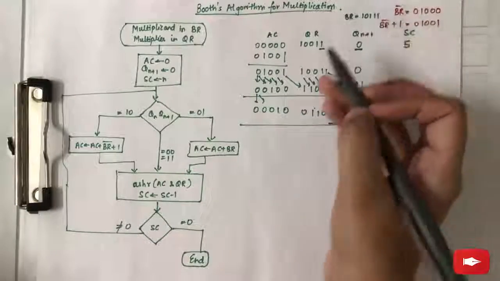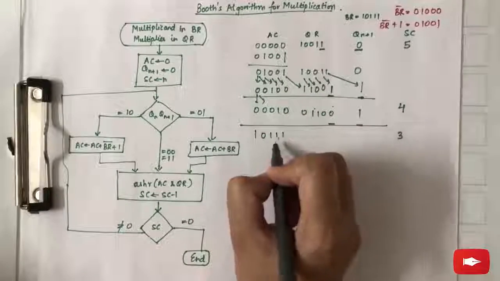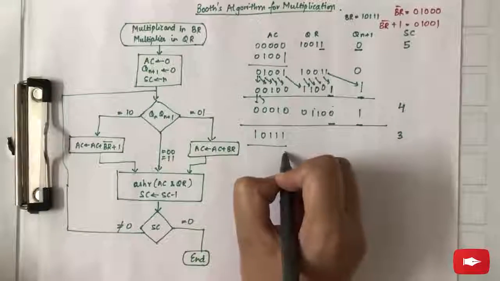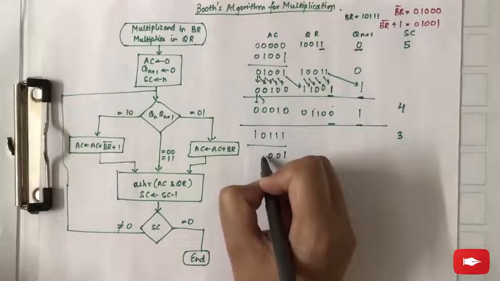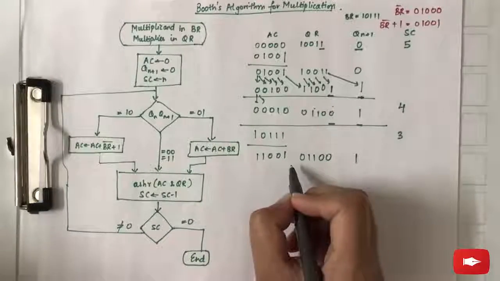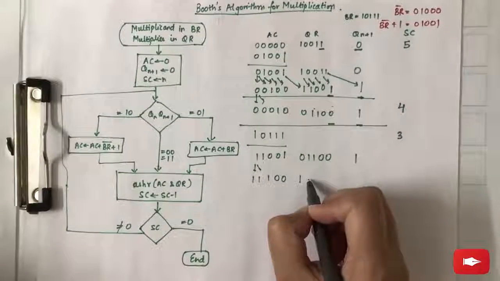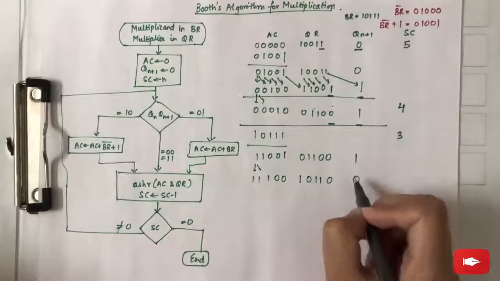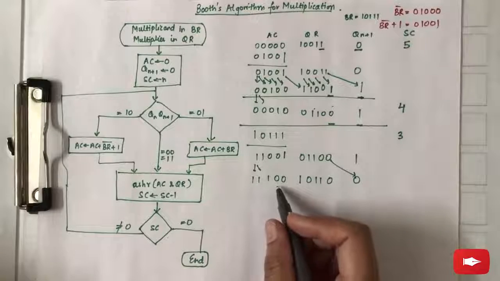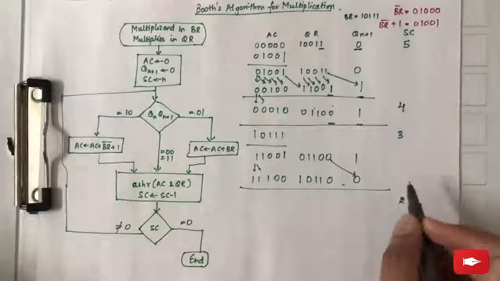The value of BR is to be added to AC. That means 00010 has to be added to 10111, and you will get the result. Now doing the arithmetic shift right, we get 1110010 and 0. After this, another step is completed.